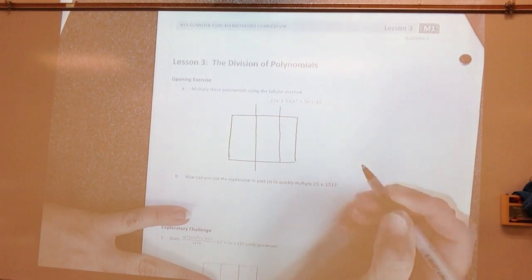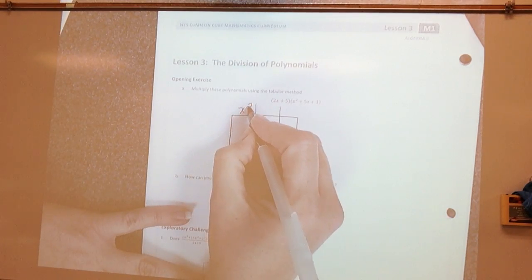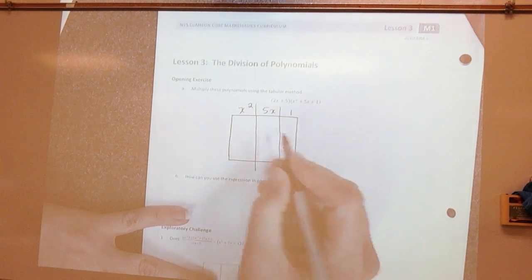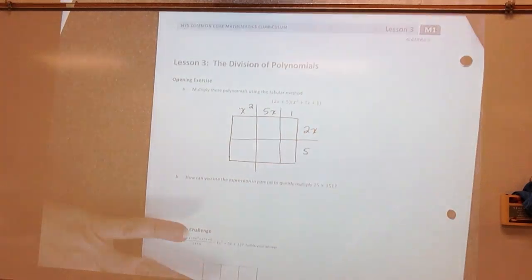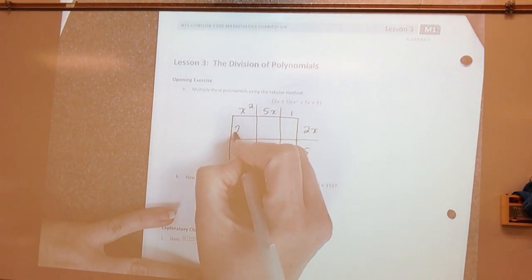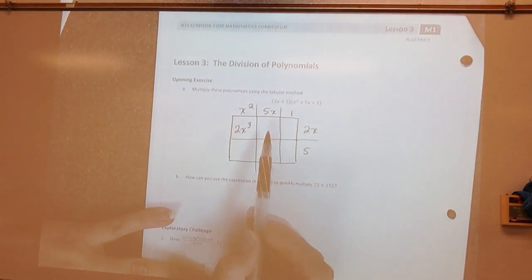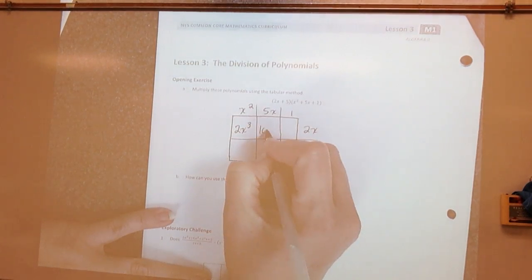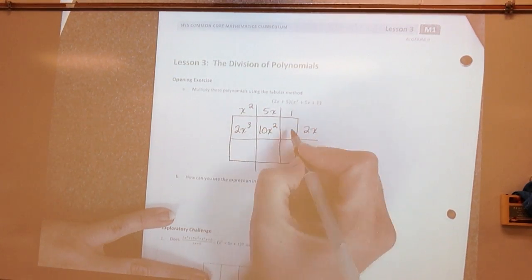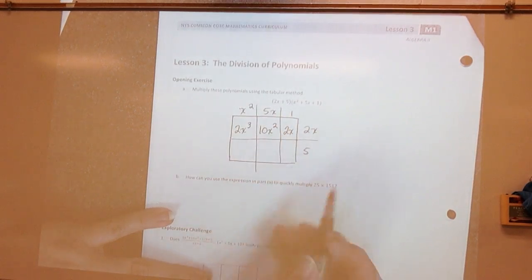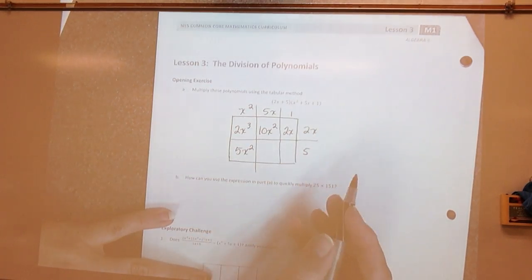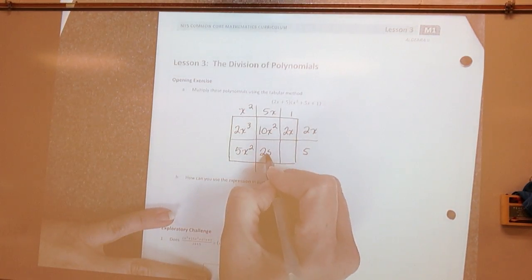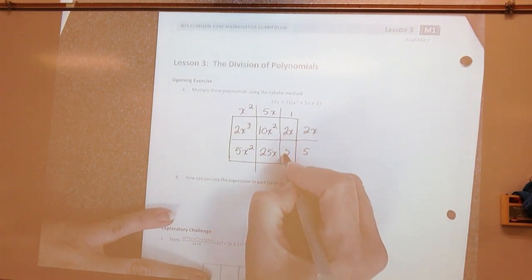We're going to split it up here. And I have x squared, 5x, and 1. And then I have 2x and 5. We're going to go ahead and multiply those. X squared times 2x is 2x cubed. 5x times 2x is 10x squared. 1 times 2x is 2x. X squared times 5 is 5x squared. 5x times 5 is 25x. And then 1 times 5 is 5.